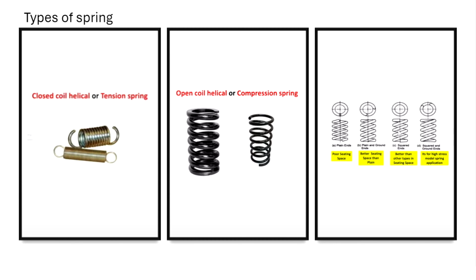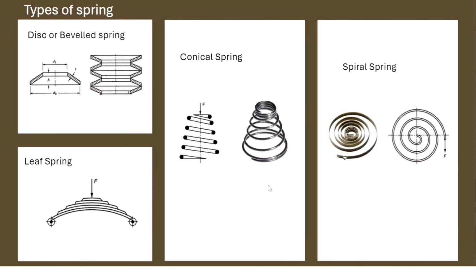In the square end, the pitch of the last coil of the spring is different than the pitch of the other coils. Here the end is not grounded, it is only the round shape. Also we can use the ground ends, like we can cut the ends to create this one. Like this, there are some other types of spring also used in engineering applications, like disc or bevel spring, leaf spring, conical spring and spiral spring.